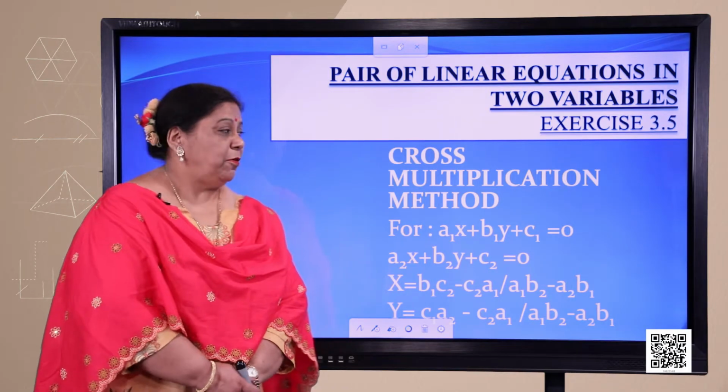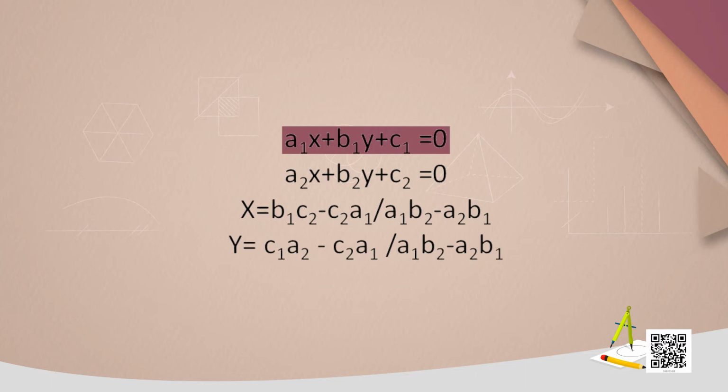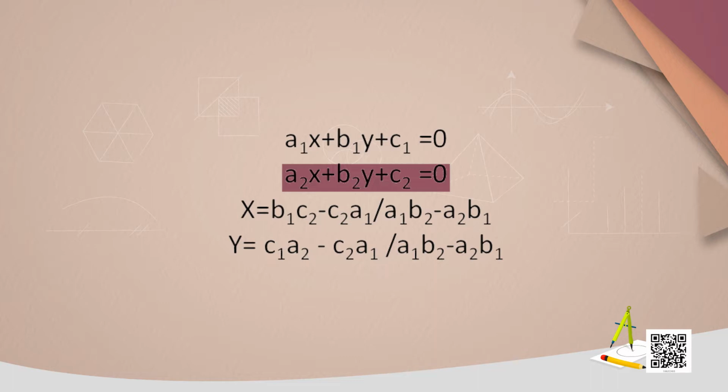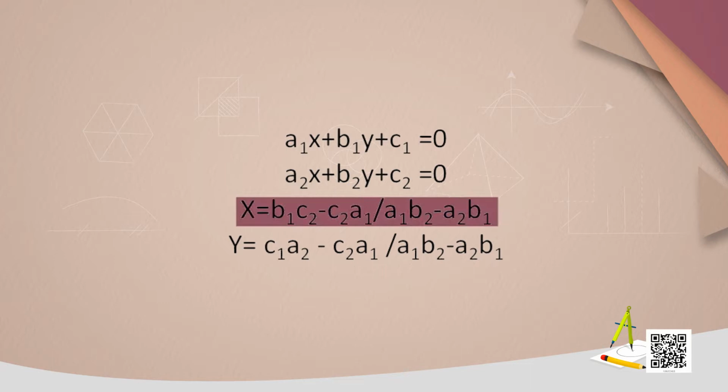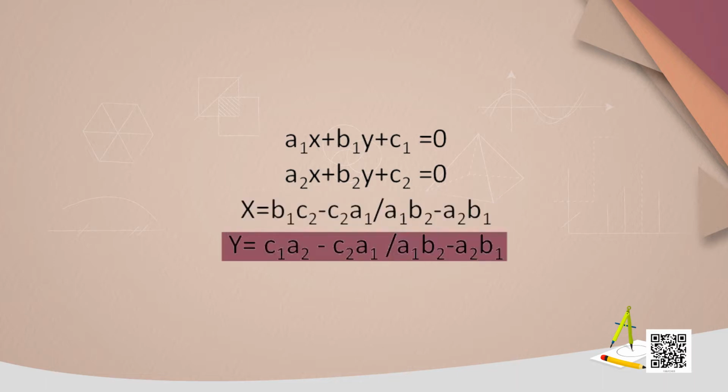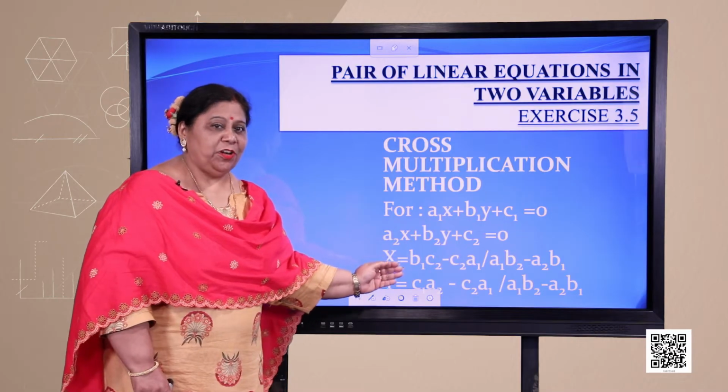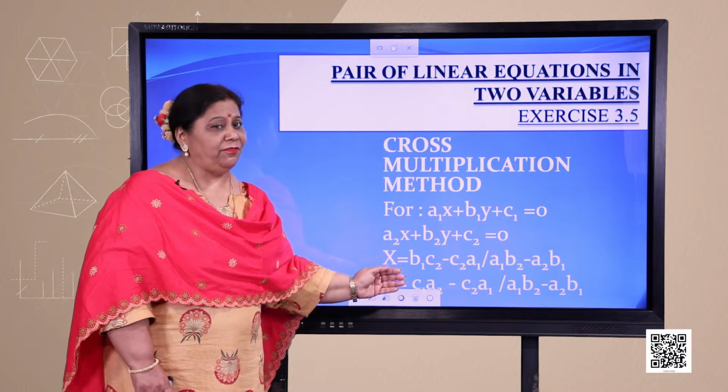Just see, for general equations a1x plus b1y plus c1 is equal to 0 and a2x plus b2y plus c2 is equal to 0, the formula for calculating x is b1 c2 minus c1 b2 upon a1 b2 minus a2 b1, and the value of y is c1 a2 minus c2 a1 divided by a1 b2 minus a2 b1. These formulae you need to remember if you have to find out the value of x and y.